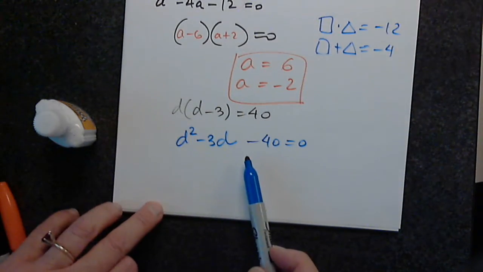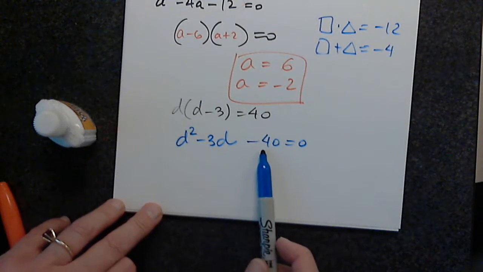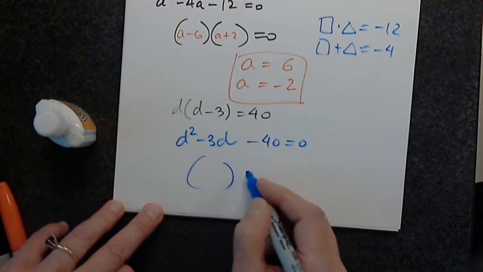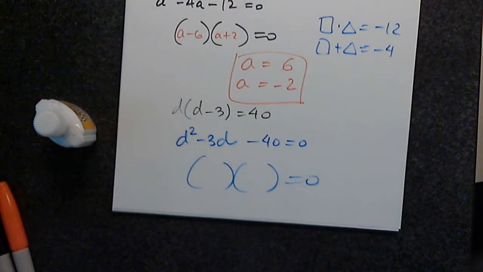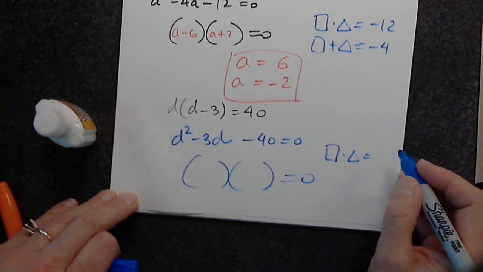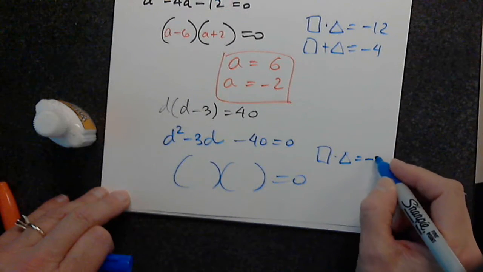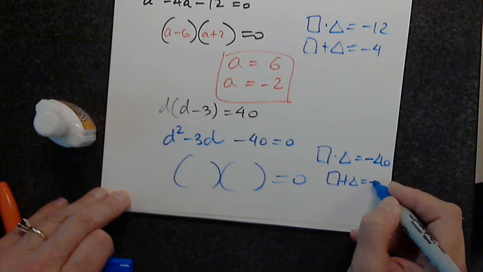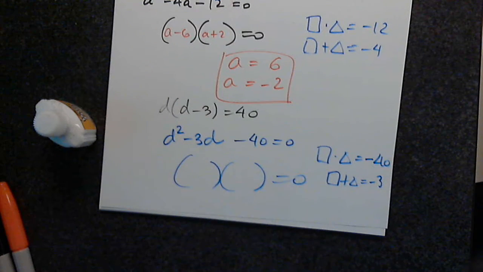Greatest common factor, no. Negative leading coefficient, no. Special product, I wish. But at least 1 is the leading coefficient, so I can directly go to factoring once I find those numbers. So I'm looking for two numbers whose product is how much? Negative 40, and whose sum is negative 3. Because the product is negative, we know for sure we are looking for a positive and a negative number.